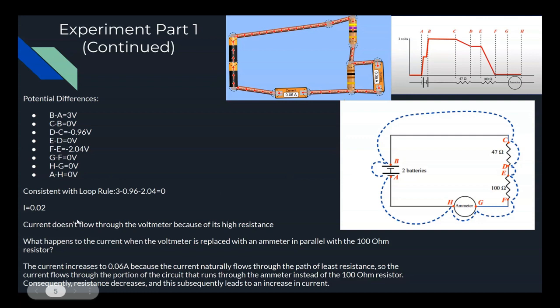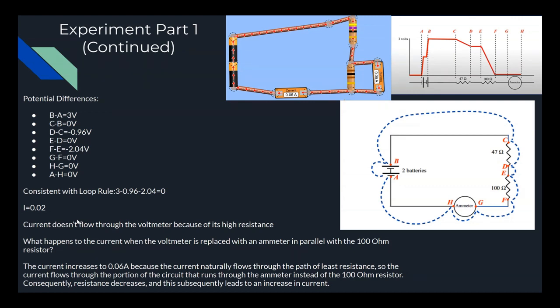The current of this circuit was still evaluated to be 0.2 amps, despite the connection of the voltmeter, because of the high resistance of the voltmeter disabling the current from flowing through it.